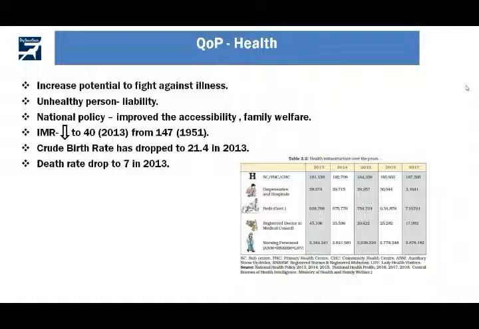The data of National Health Profile 2015-16 shows that the infant mortality rate, the death rate of children under 1 year of age per 1000 children, has come down from 147 in 1951 to 40 in 2013. Crude birth rate is the number of babies born for every 1000 people during a particular period of time. It has also dropped to 21.4. Death rate has come down to 7%.